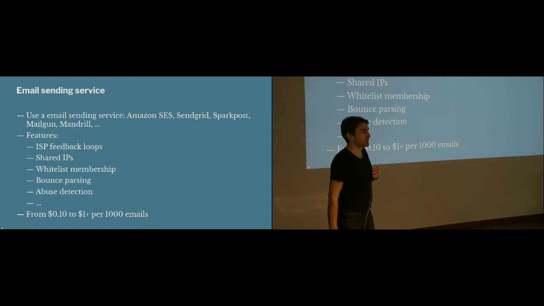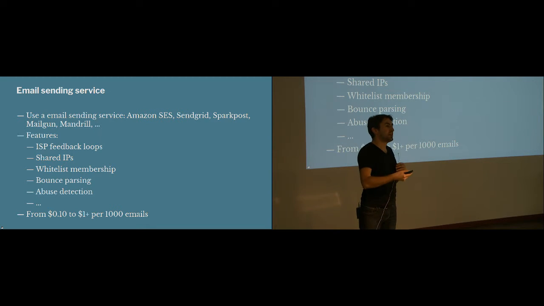One of them is the shared IPs. Remember that I said that if a new IP address sends out a lot of emails, that's bad for your reputation. Well, they have a list of shared IPs which they use to send all kinds of emails. So if you suddenly start sending 5,000 new emails, they spread it out over those IP addresses that already have a history of sending emails. So you don't have to worry about that anymore.